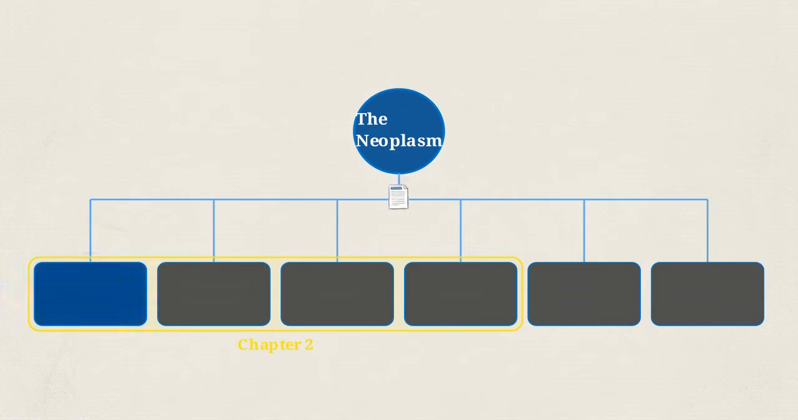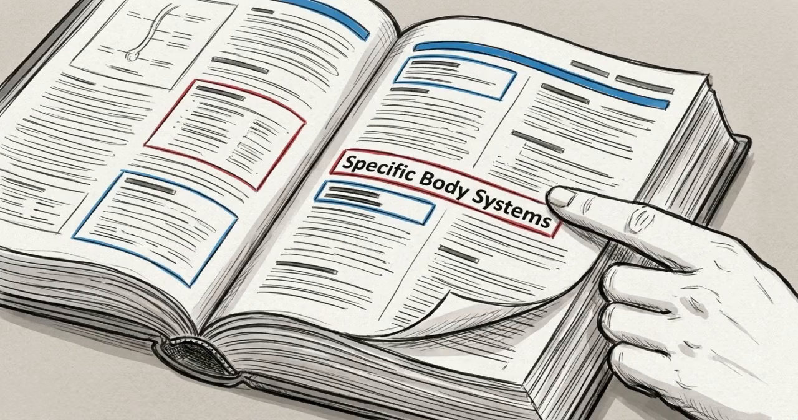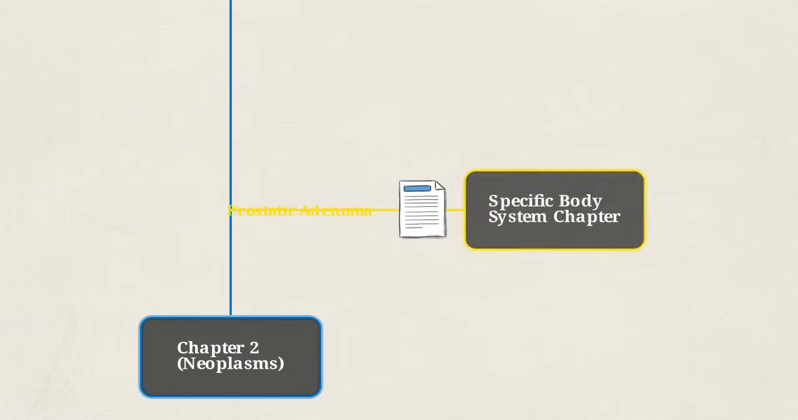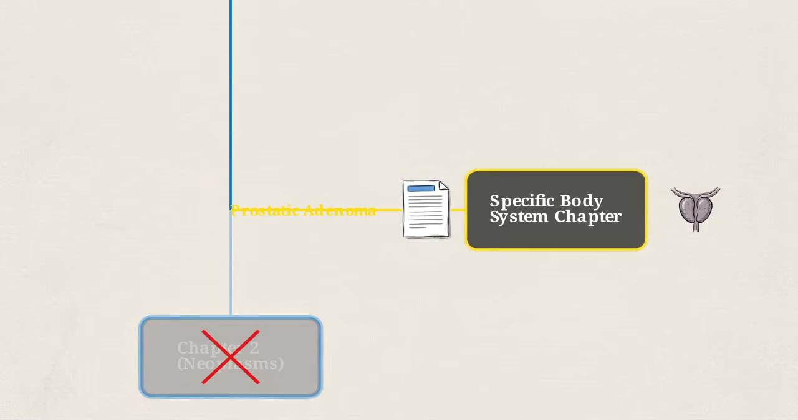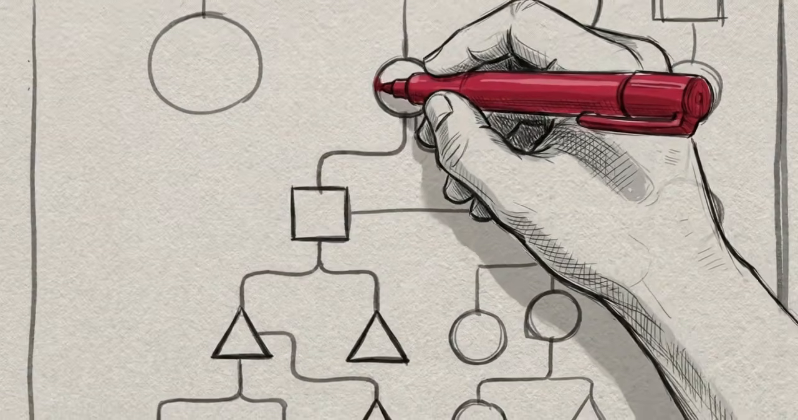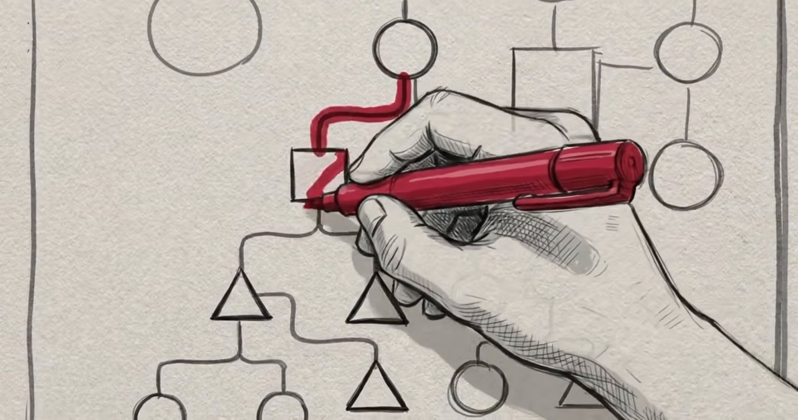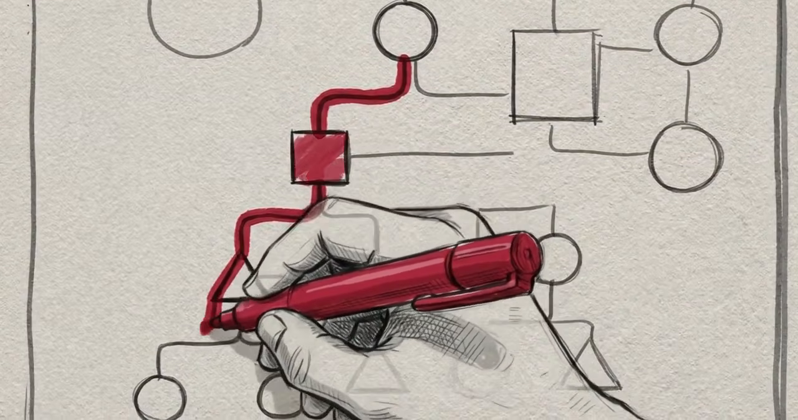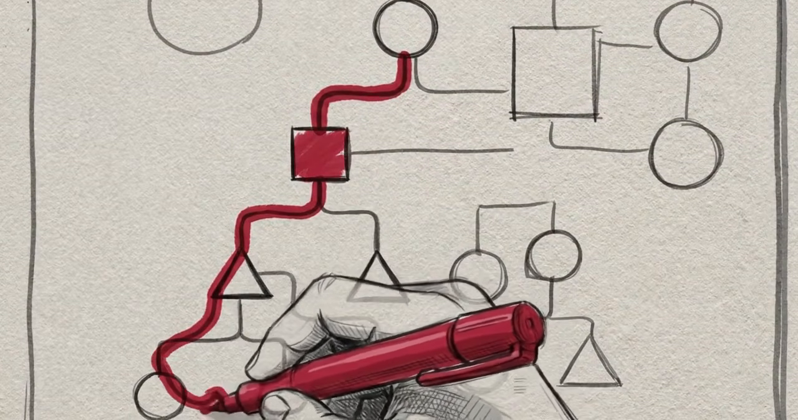The first task is to isolate the clinical documentation into one of these 6 mutually exclusive behavioral classifications. There is an exception for specific body systems. Certain benign neoplasms, such as prostatic adenomas, map to their specific body system chapters rather than Chapter 2. This initial classification establishes the specific logic path that the spatial and indexing rules will follow in the subsequent phases.